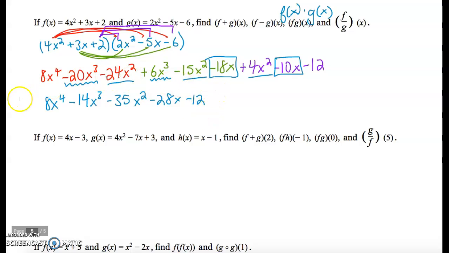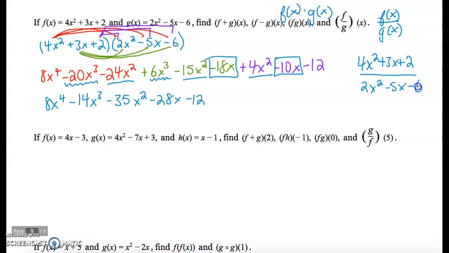And then you check, can I simplify any more? Do I have any more parentheses? No. Are there any more like terms I can combine? No. Okay, cool. This last one's going to be really easy because we're just going to do f of x over g of x. So really this just means I'm going to be doing division. So I'm going to have 4x squared plus 3x plus 2 over 2x squared minus 5x minus 6.